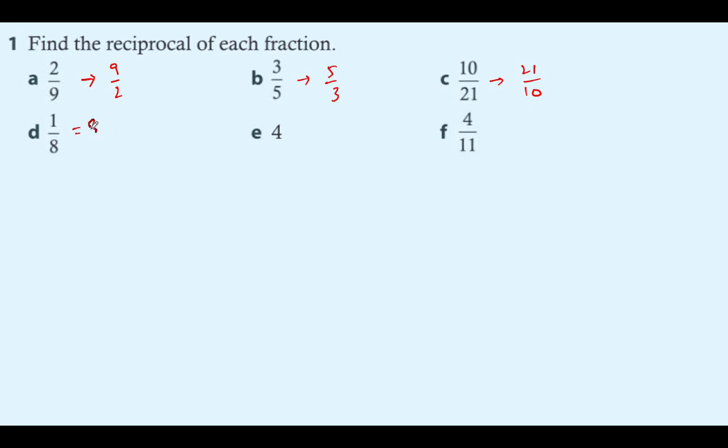1 over 8 will be 8, and we do not write 1 in the denominator, so only 8 is the answer. 4, this is actually 4 over 1, so this can be written as 1 over 4. We should not put an equal sign because they are not equal. And 4 over 11 should be 11 over 4.